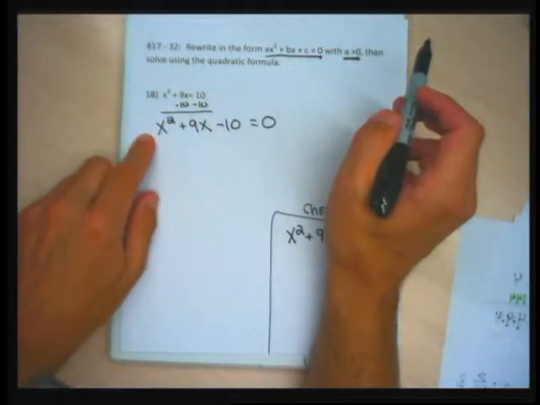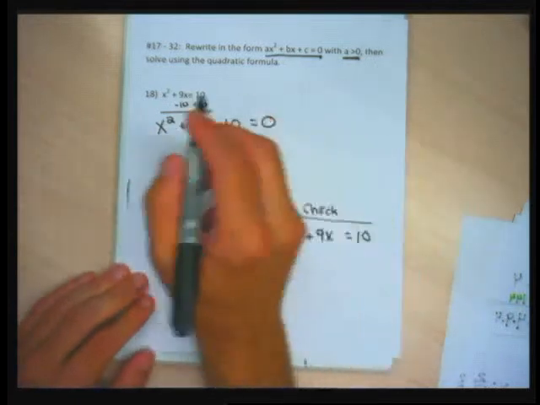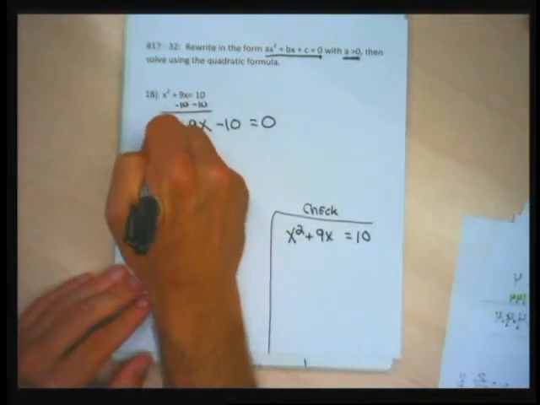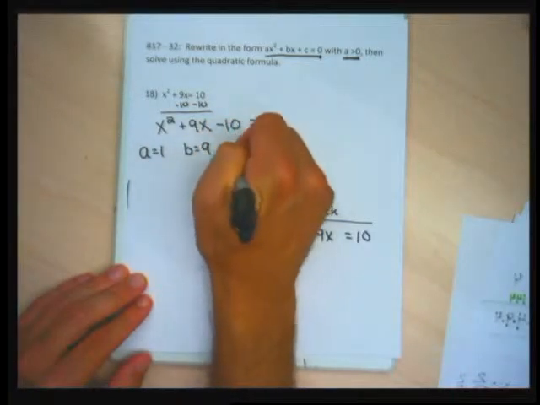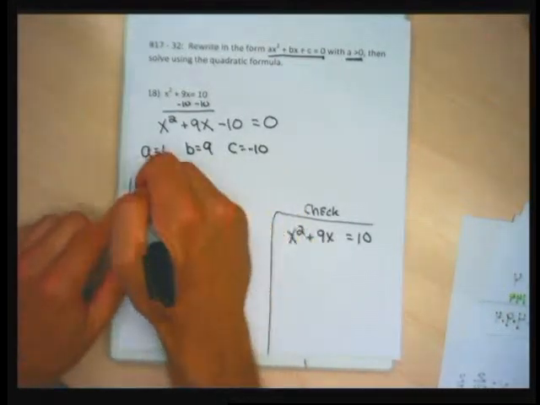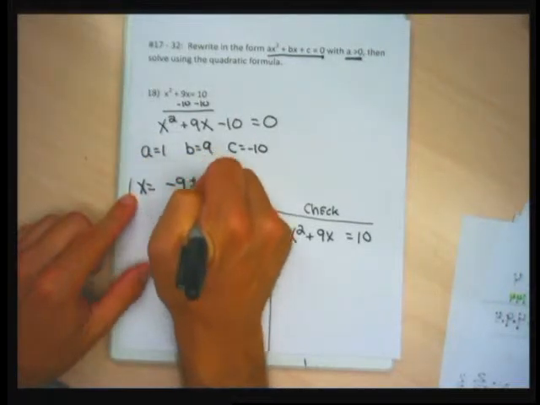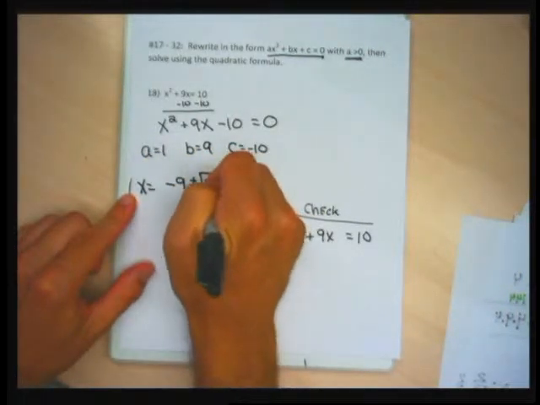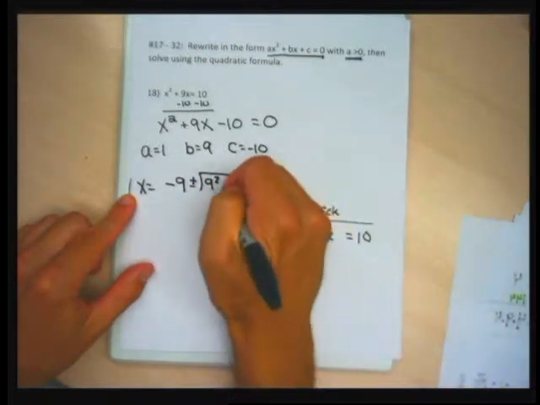It's not a deal breaker. I could have moved everything to the right hand side and had a negative 1 for my a, but it's a lot nicer, especially when you're working by hand, to have the a positive. So if you didn't subtract 10 from both sides and made c equal to positive 10, the answer you got wouldn't check. So again, I'm going to use x equal to negative b, which is negative 9, plus or minus the square root of b squared. Since b isn't negative, it doesn't need to be in parentheses, but it's okay to have it in one.